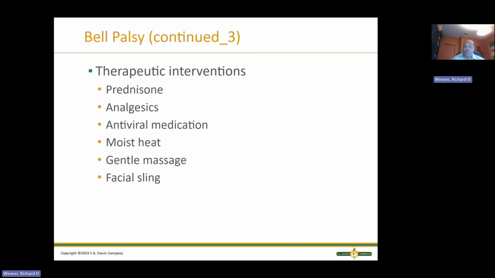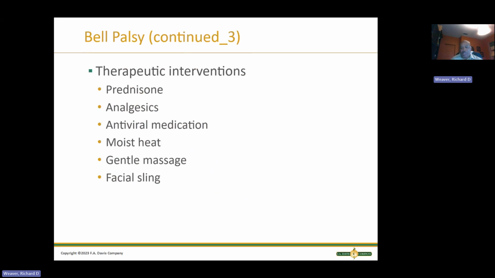Prevention of complications is the goal of treatment. Prednisone may be given over 7 to 10 days to decrease inflammation. Antiviral drugs such as acyclovir may be used in combination with the prednisone in more severe cases. Remember, this is more of a viral, or thought to be a more viral cause. Eye drops to provide artificial tears and eye protection are needed if the eyelids do not close completely, especially at nighttime. Analgesics are given for pain.